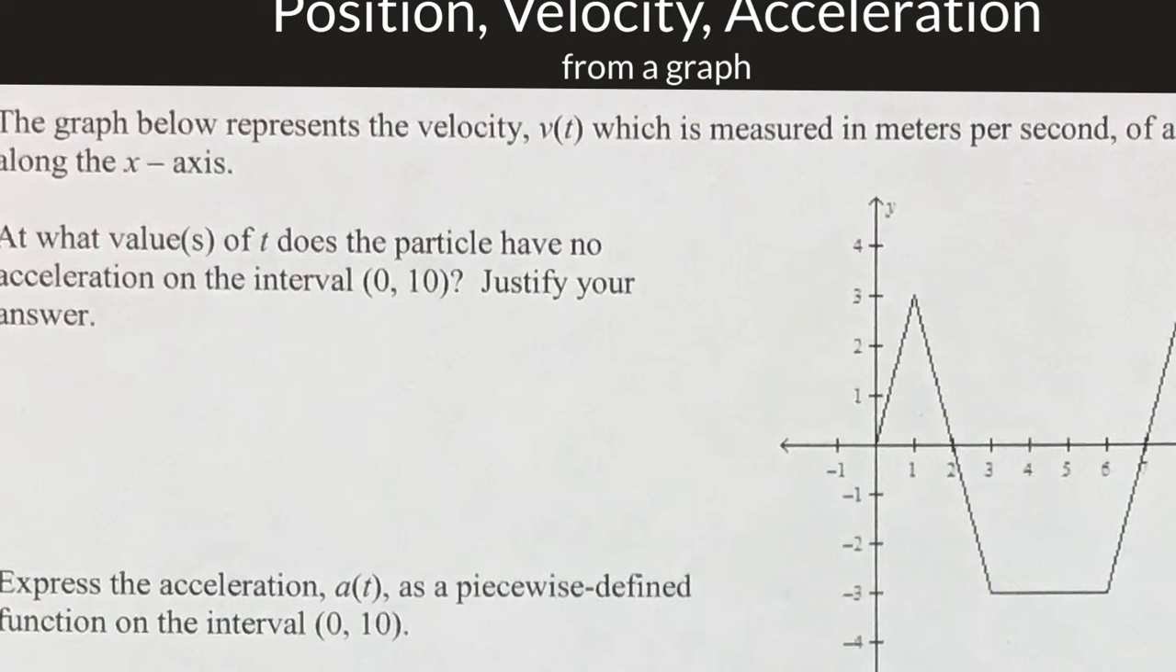So the first question is a pretty interesting one. It asks us, at what values of t does the particle have no acceleration? No acceleration is different from zero acceleration. Zero is an actual quantifiable number. No is not. So we're looking for when the derivative of your velocity is undefined, or is not differentiable. Right? So we're looking for when the acceleration is undefined.